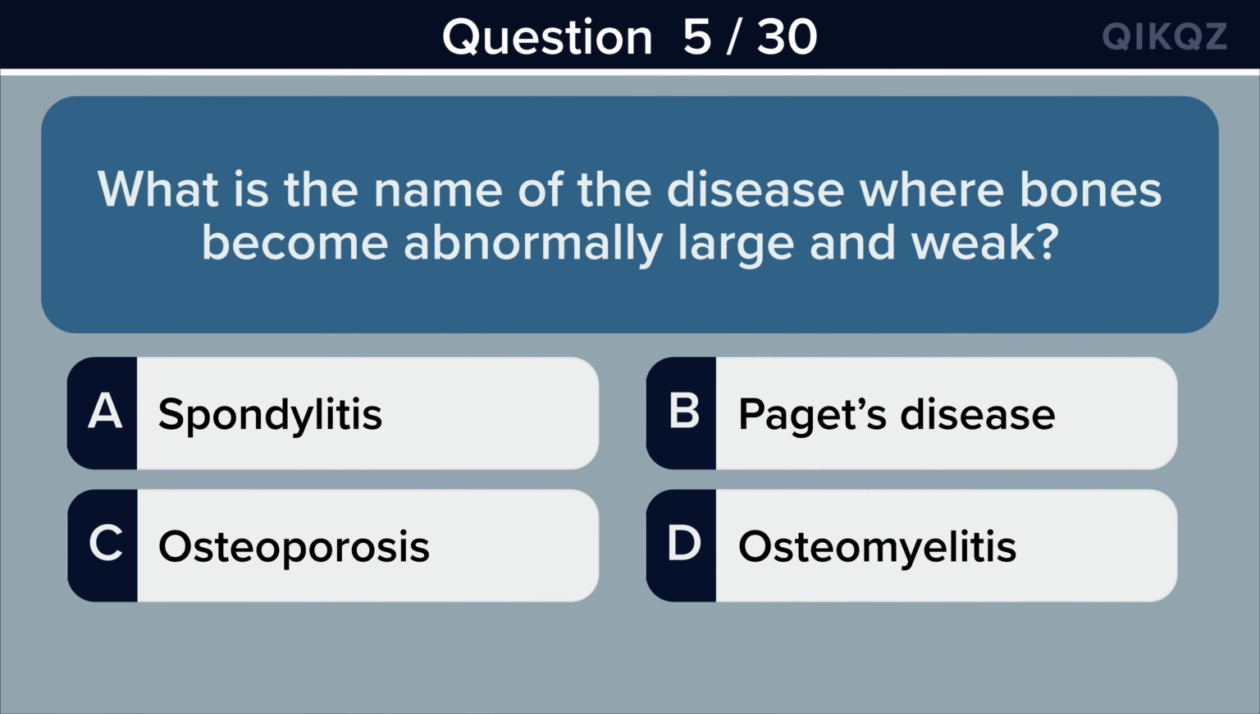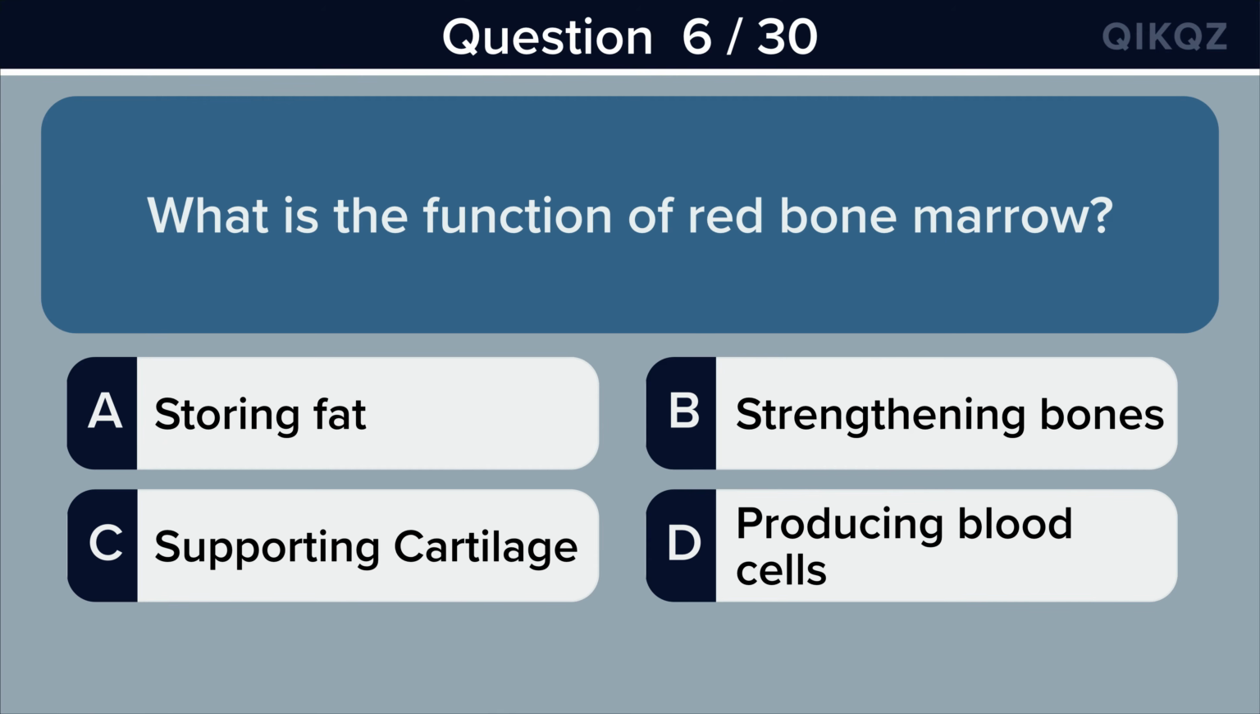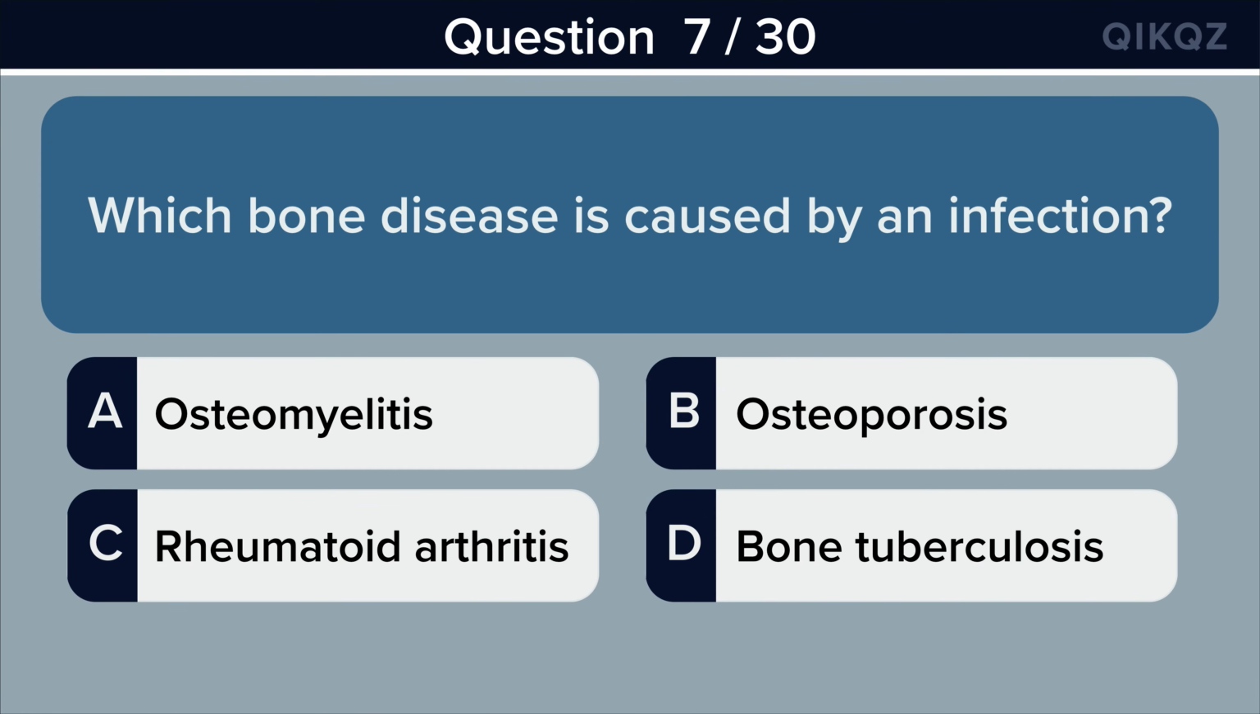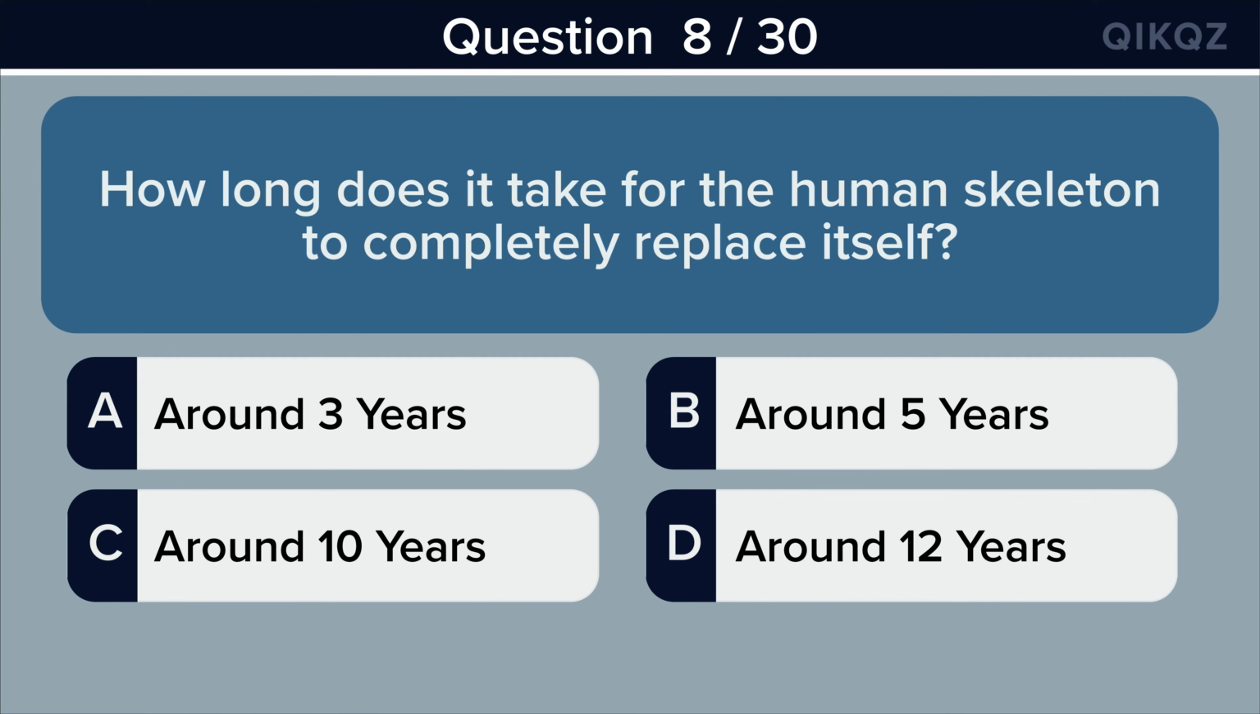206. What is the name of the disease where bones become abnormally large and weak? Paget's disease. What is the function of red bone marrow? Producing blood cells. Which bone disease is caused by an infection? Osteomyelitis. How long does it take for the human skeleton to completely replace itself?